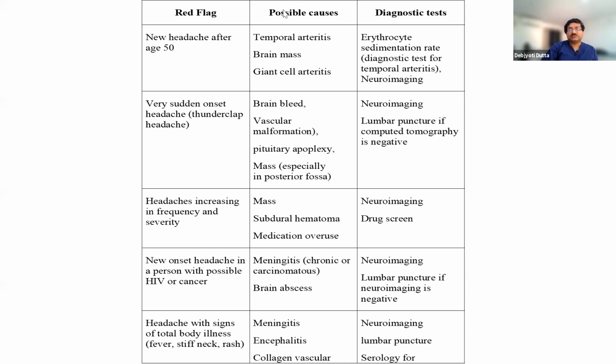Now, what are the possibilities in those conditions? Okay. Red flag, we are considering new headache after the age of 50. So what are the possible causes? Like temporal arteritis, a brain mass, a giant cell arteritis. Okay, in those cases, we should consider ESR, that's inflammatory markers basically, and diagnostic test for the temporal arteritis and the neuroimaging. These are very much important.